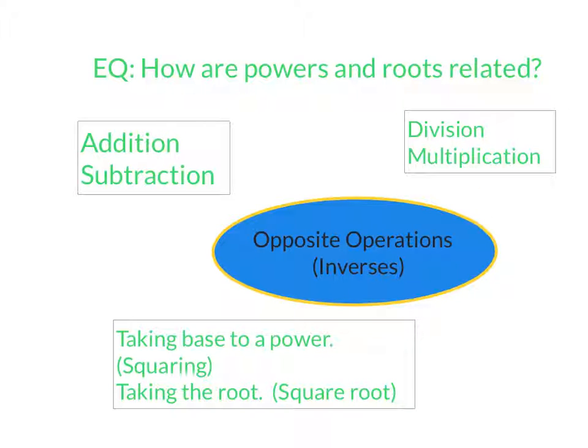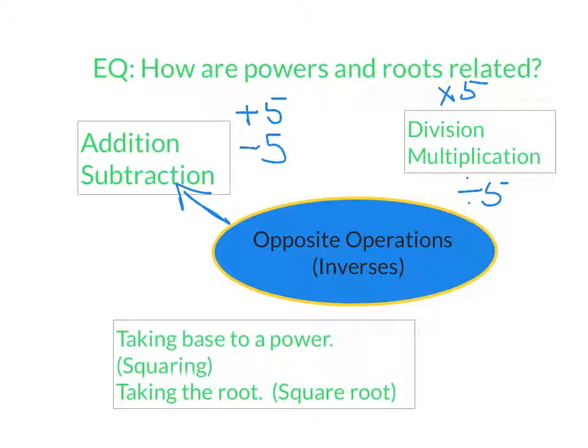You've been dealing with addition and subtraction for a long time, and division and multiplication for a long time. Those are called opposite operations. Addition and subtraction undo one another. They're inverses. So if we're adding 5, to get rid of that, we can take away 5. If we multiply by 5, we can get rid of that by dividing by 5. So these are opposite operations. Addition and subtraction are, division and multiplication are, and then the fairly new things are powers and roots.